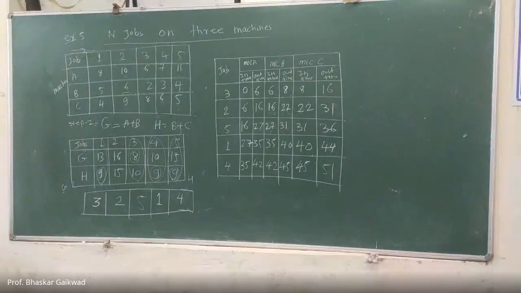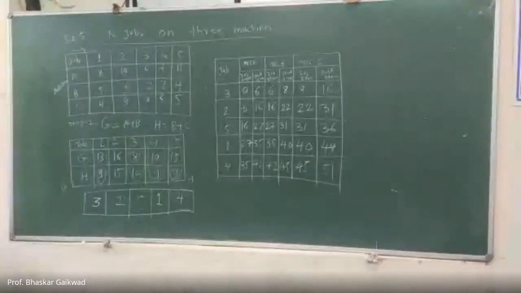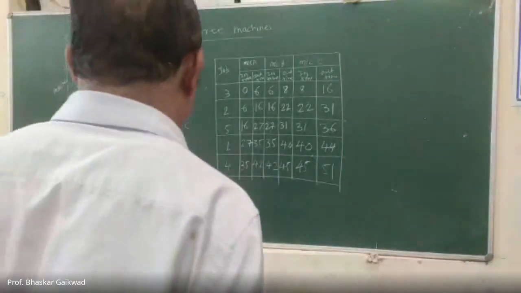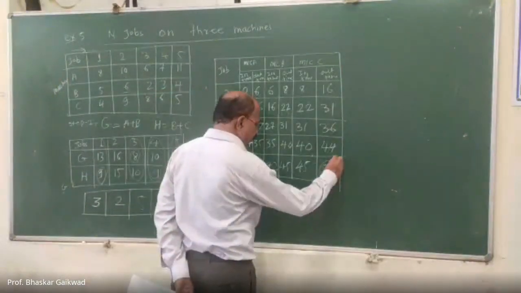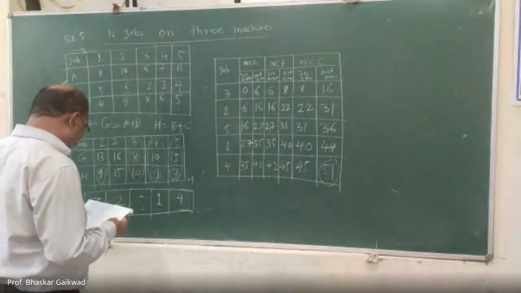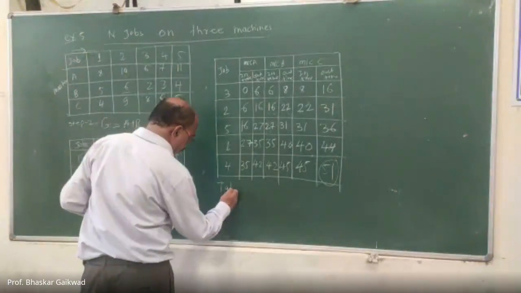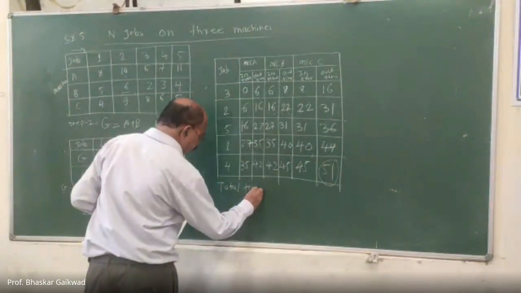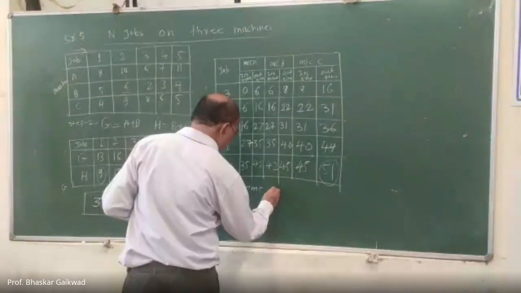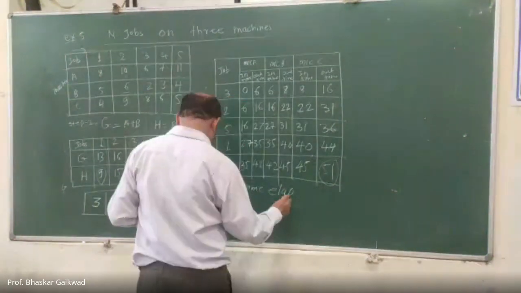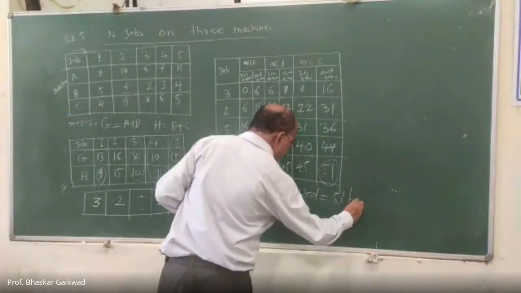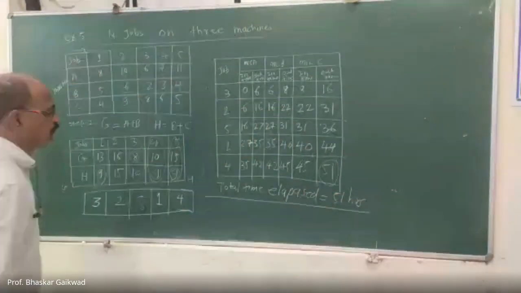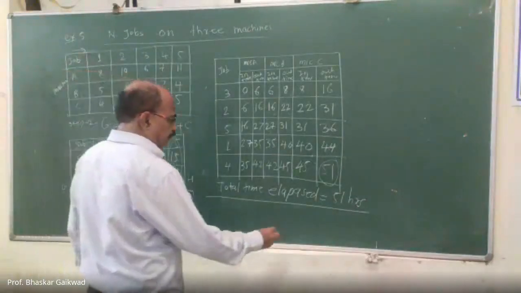Okay, thank you. Now, out of this, what is actually the total elapsed time while machining the 5 jobs on 3 machines? So this is the total time. So your answer you can write here, total time elapsed. This is actually 51 hours because all times are given in hours.